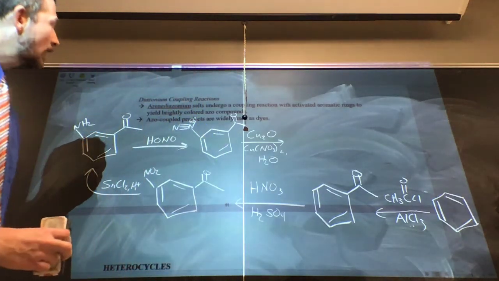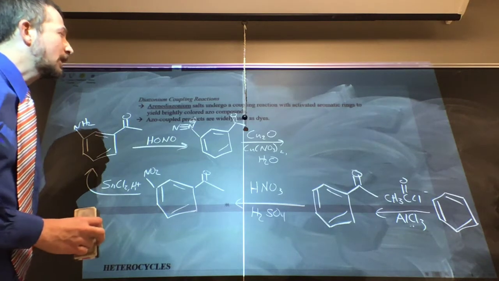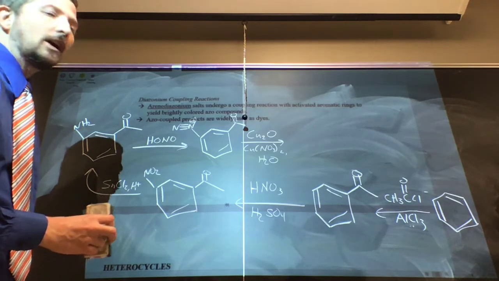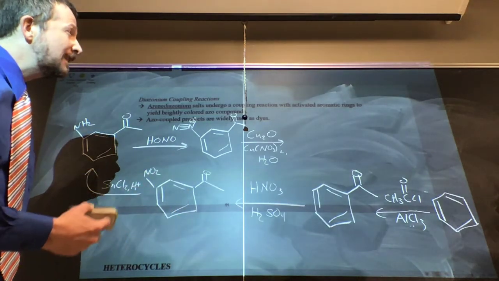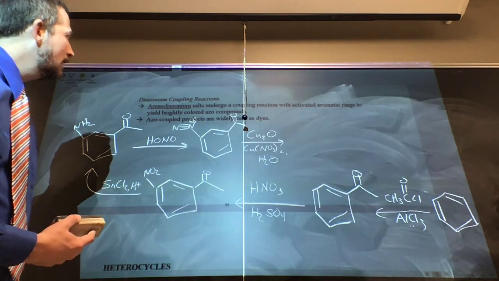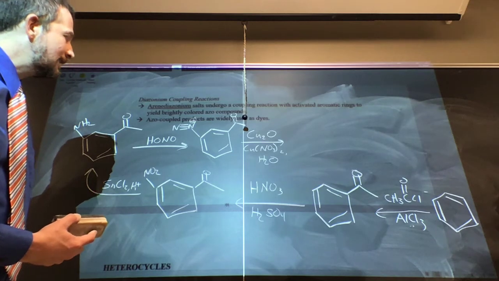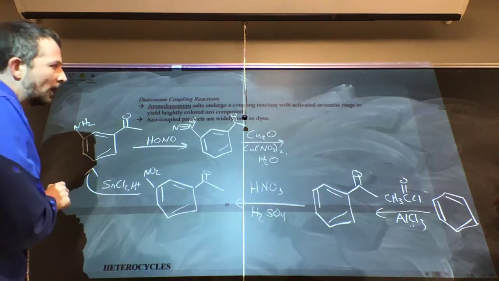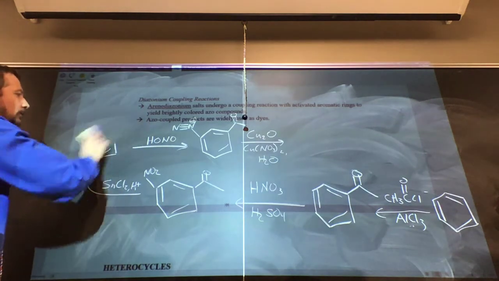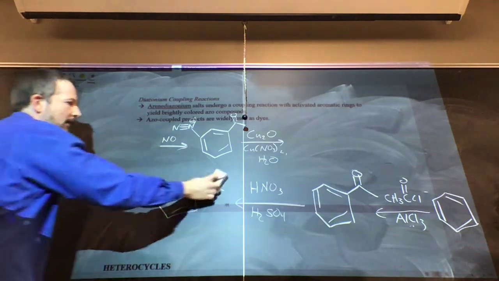These diazonium salts can also be used in a coupling reaction with activated aromatic rings, so something with a lone pair of electrons that activates the ring. You need something that's strongly activating to yield brightly colored azo compounds. Azo coupled products are widely used as dyes. So I don't know if you've ever heard of azo dyes before.